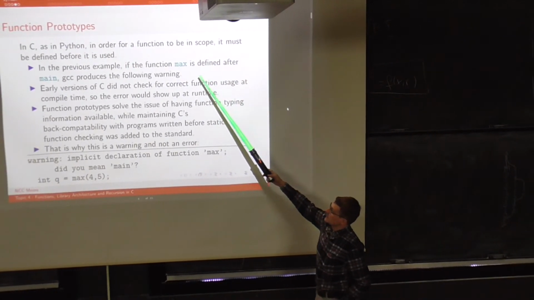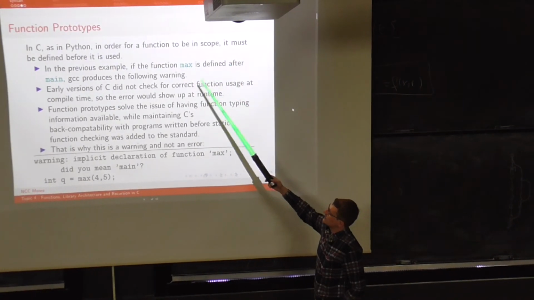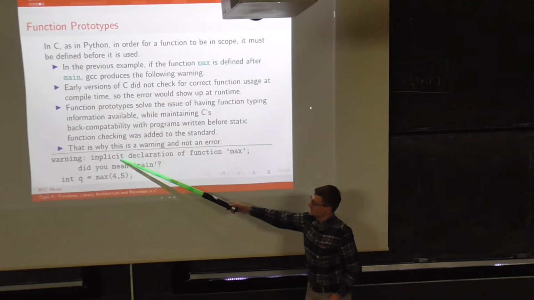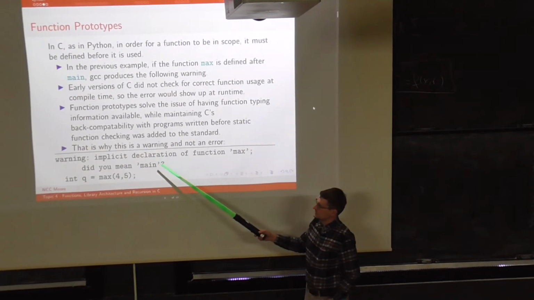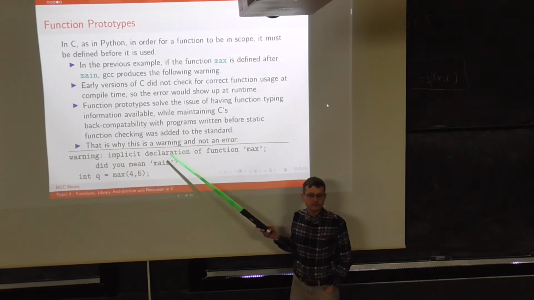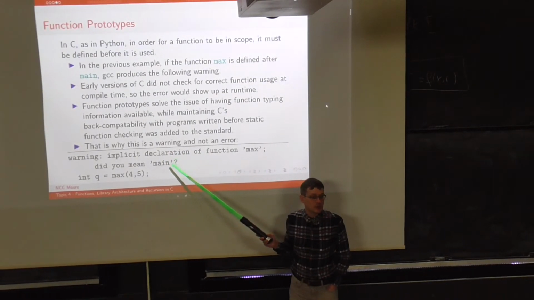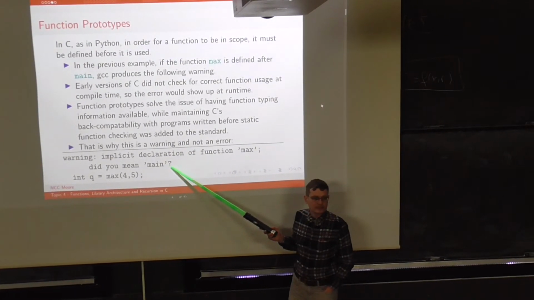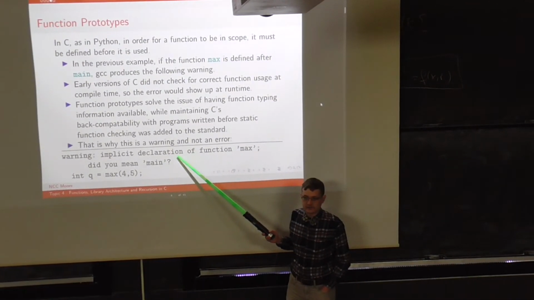So, in the previous example, if the function max is defined after main, GCC will produce the following warning. Implicit declaration of function max. Did you mean main? So, it'll suggest the name of some function that is in scope that's slightly off, in the same way that a spell checker asks you if something's slightly off.